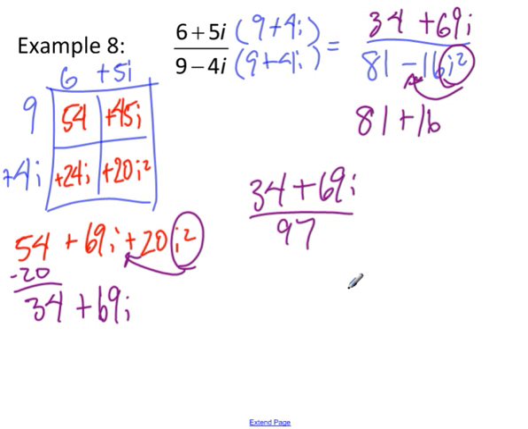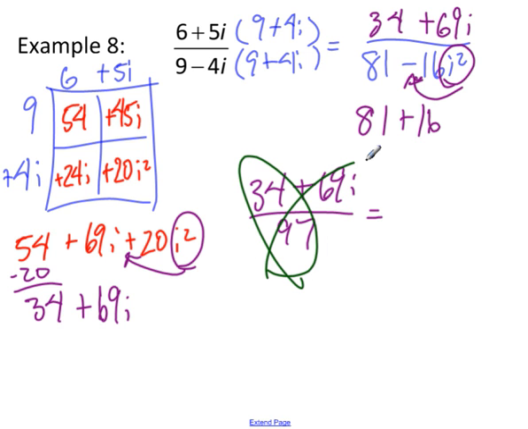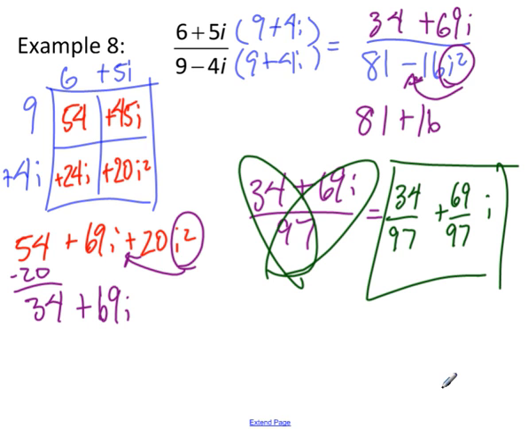Oh, that's disgusting. Well, we ain't done yet. We still need to split our stuff up. So split my fraction. 34 over 97 plus 69 over 97i. Off the top of my head, I can't think of anything simplifying into this mess. 3 doesn't go in. Yeah, I'm going to circle it and be done. I can't deal with it anymore. And I'm sure you can't either.